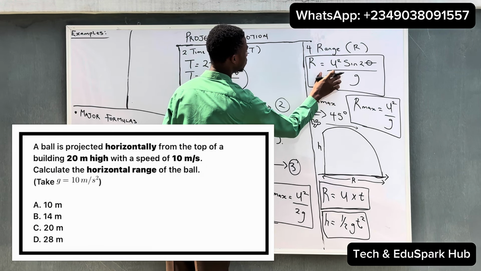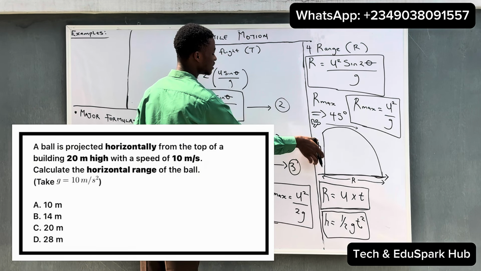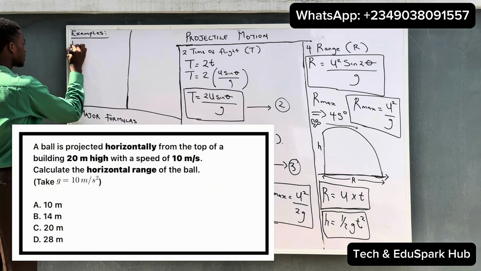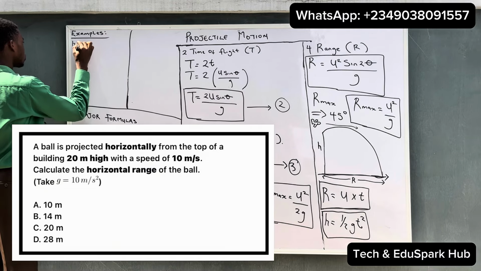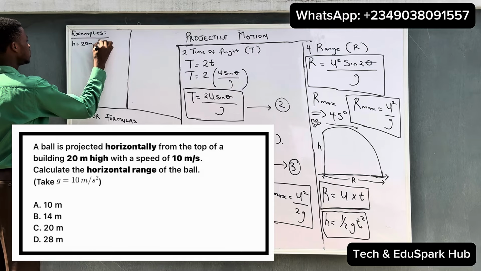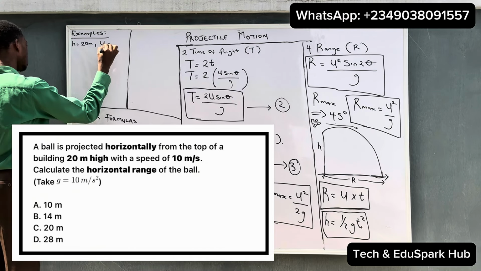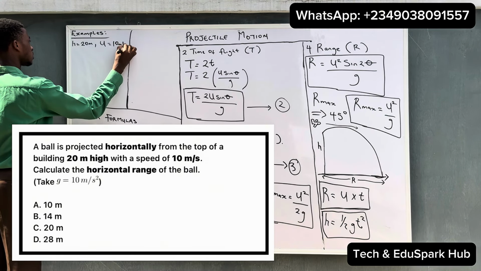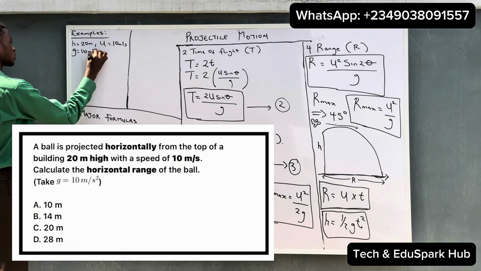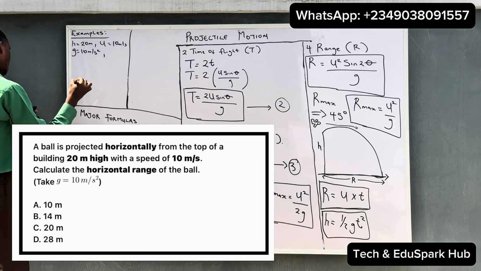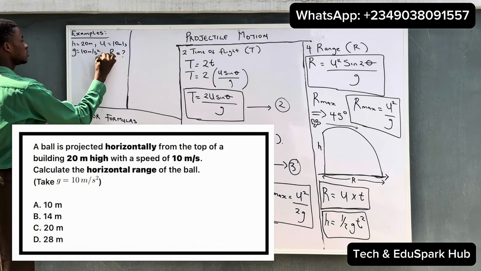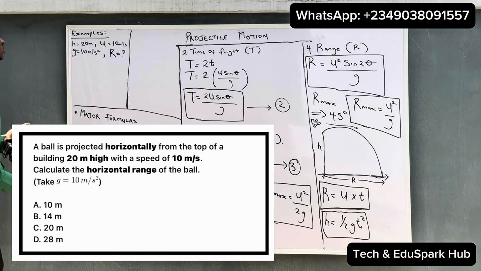So you are not going to use this horizontal range formula again because they are giving us a height from which the ball is projected. So from what we are given in this question, we are given the height, which is equal to 20 meters, and we are also given the initial velocity, which is u equal to 10 meters per second, and of course the gravity will be equal to 10 meters per second squared. And the question is asking us to calculate the horizontal range, or the range.